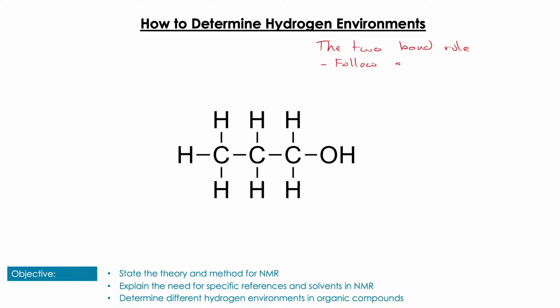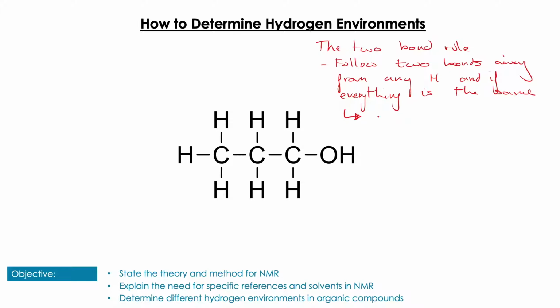And the 2-bond rule is simple. We're going to follow 2 bonds away from the hydrogen that we're looking at, and we're going to see what is bonded there. We can check that on multiple hydrogens, and if everything is the same, we consider them the same proton or hydrogen environment.